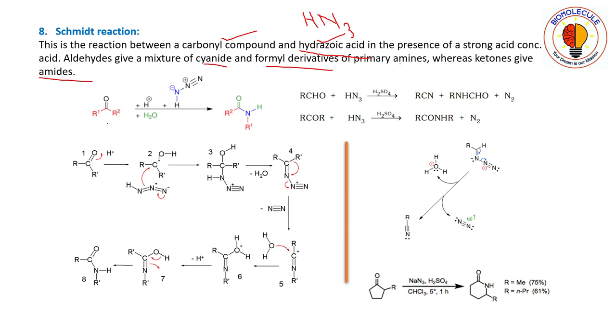So if you look over here, this is a carbonyl group and this one is the hydrazoic acid. Since this is a ketone, you will end up with an amide. Here you will end up with an N-substituted amide.